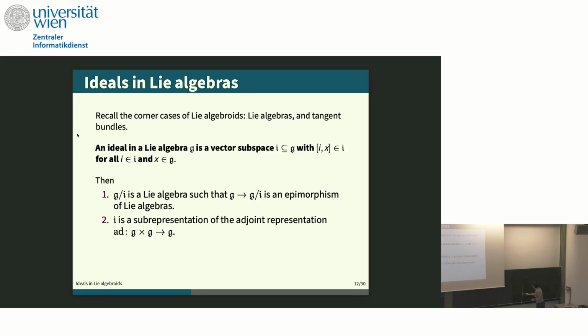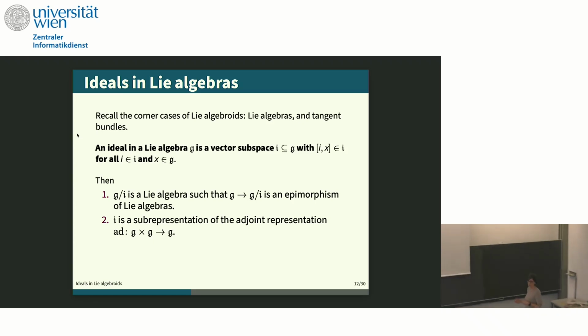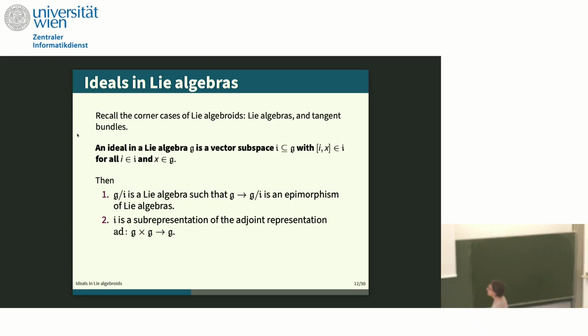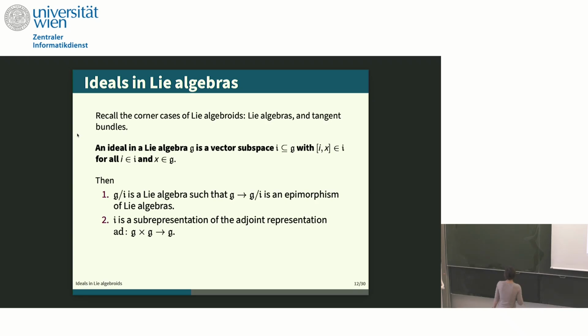And then there are two ways to reformulate this, actually three ways. I've just decided this morning. So the first way is that an ideal is reduction data for a Lie algebra. If you take the quotient vector space of g by its ideal, then you have an induced Lie algebra structure on there, such that the projection is an epimorphism of Lie algebras. And the second reformulation is that I is a subrepresentation of the adjoint representation of g.